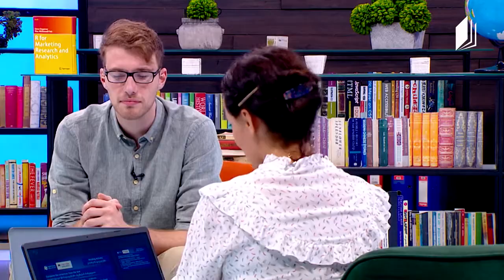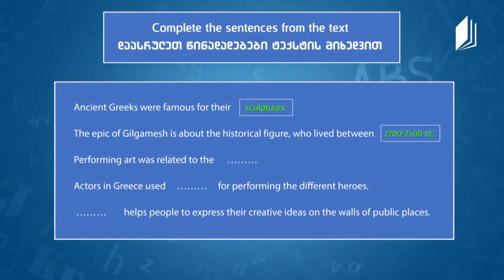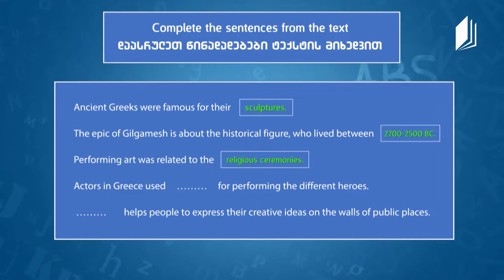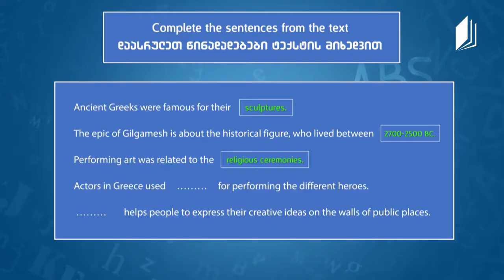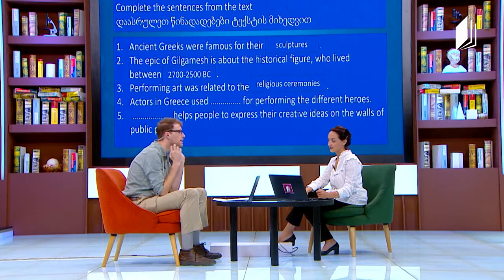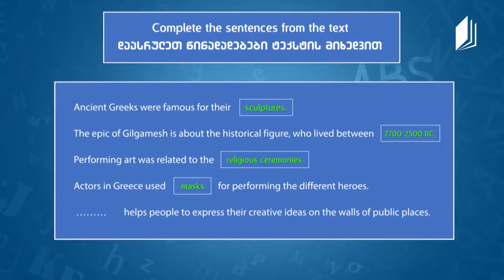Great job. Now the third one. Performing art was related to what? I remember it was religious ceremonies. Great. Fourth, actors in Greece used something on their faces for performing the different heroes. Oh, I know. So they look different, and so they can act the part, they use masks.